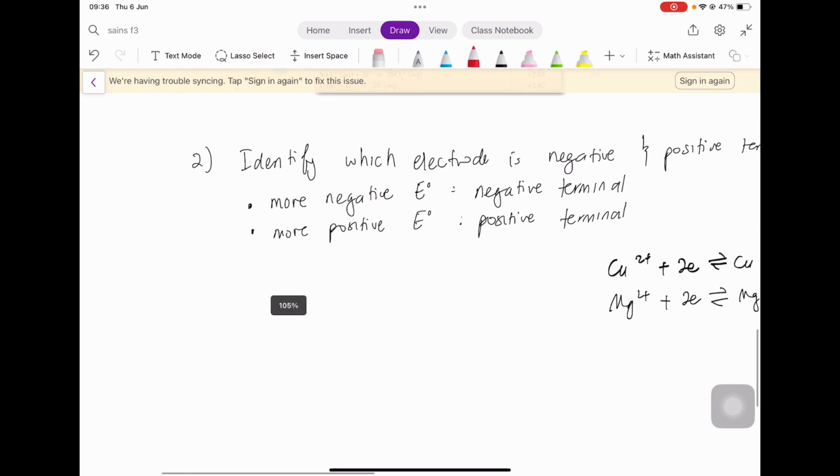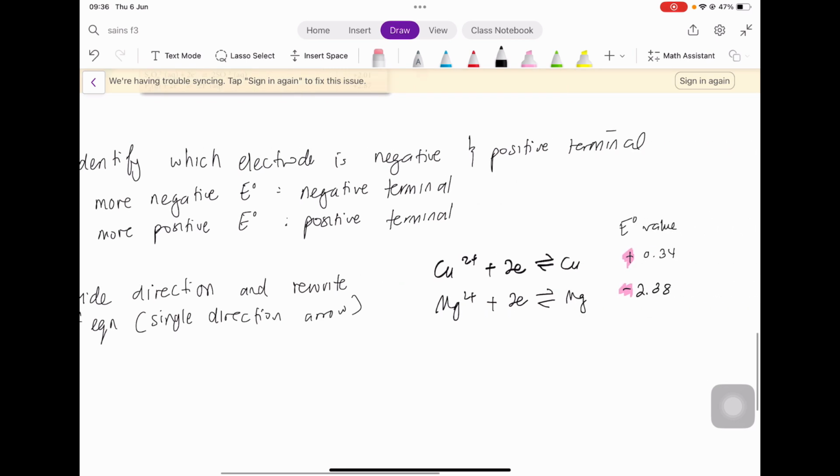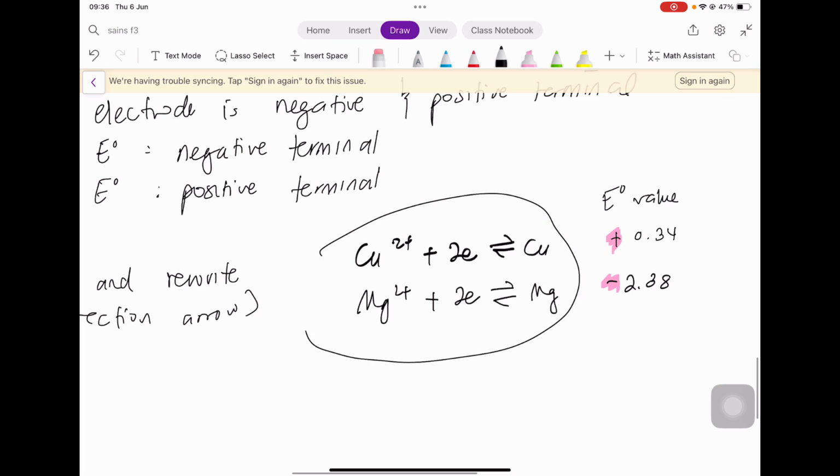And then step 3. Clear? Step 3, now we need to decide direction. This one dah already cover lah tadi kan. Decide direction of electron. Decide direction and rewrite half equation. Yang ni kena arrow dia single direction arrow. Jangan ambil as it is. Don't take yang ni je lah as it is. Jangan ambil salin ni saja. Okay, jangan. Ini the one that you already ambil from table.